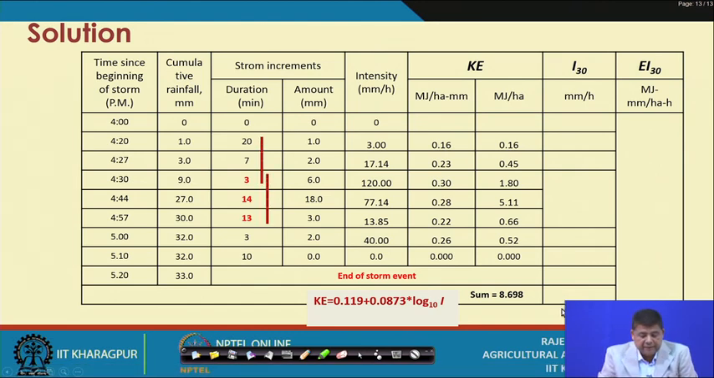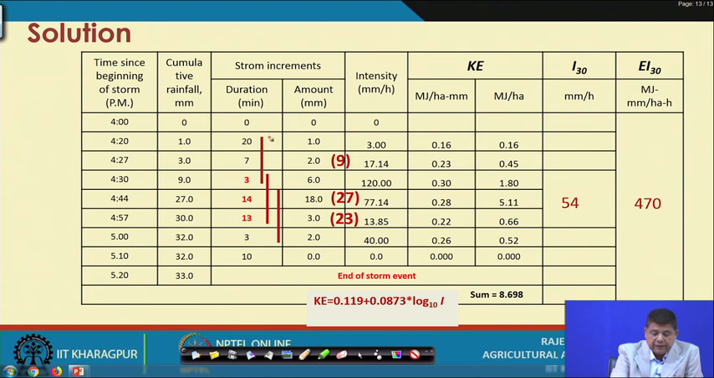That means, we have to again find different continuous 30 minute durations, and here again we see that there are 3 different events, that means 30 minutes continuous duration, and the rainfall in these 30 minutes we know: 9 mm, 27 mm and 23 mm. So, again this one is the 30-minute duration where the intensity is maximum and the total magnitude of rainfall is 27 mm.